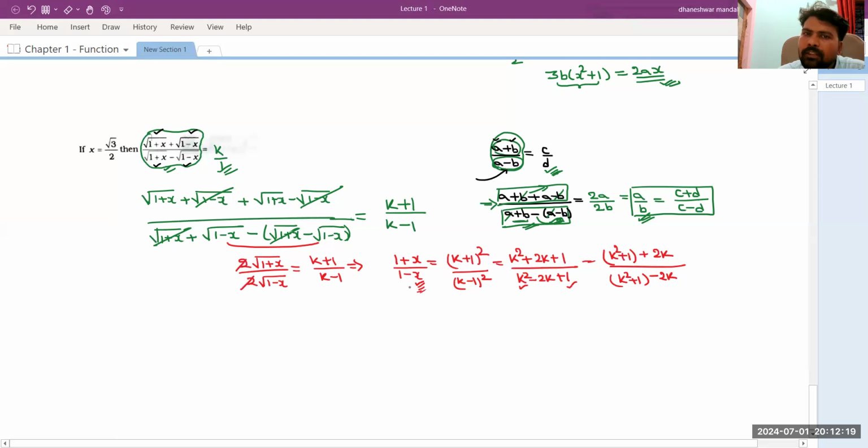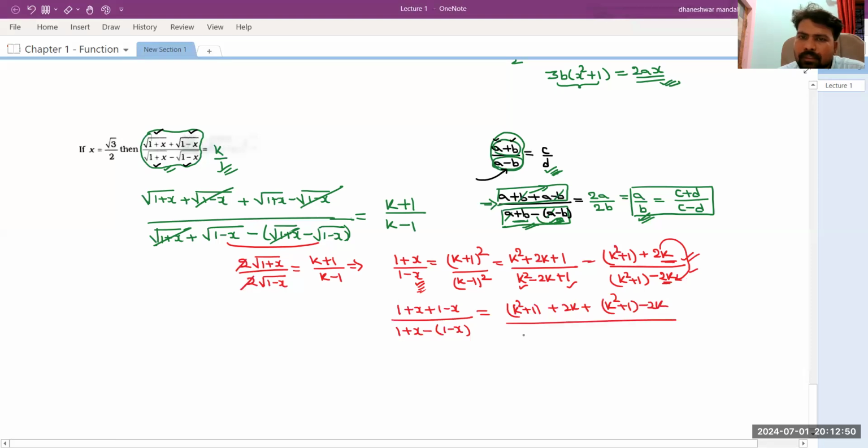Again, use the componendo dividendo method. Add these 2 terms and subtract the denominator from the numerator. Okay. Do the same step here. Add these 2 terms. If I add these 2 terms, then this term will be cancelled out. It means from here I get k square plus 1, 2 times. And subtract the denominator from the numerator. Do the same step. Whatever you are going to do here, do the same step here.